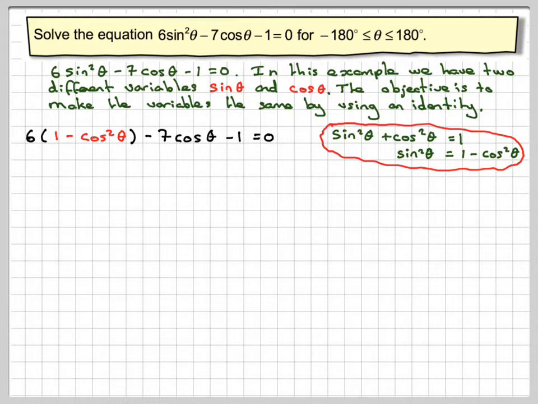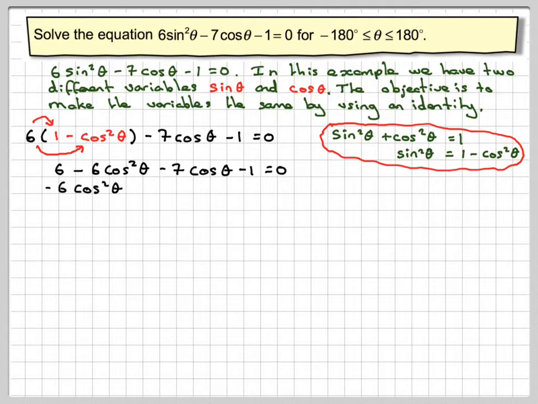Now this is a quadratic, so we try to arrange it in the general form of a quadratic. Multiplying out the bracket to begin with, we get 6 minus 6 cos squared theta minus 7 cos theta minus 1 is equal to 0. We can add together these two like terms. 6 minus 1 gives me plus 5, so we've got minus 6 cos squared theta minus 7 cos theta plus 5 is equal to 0.